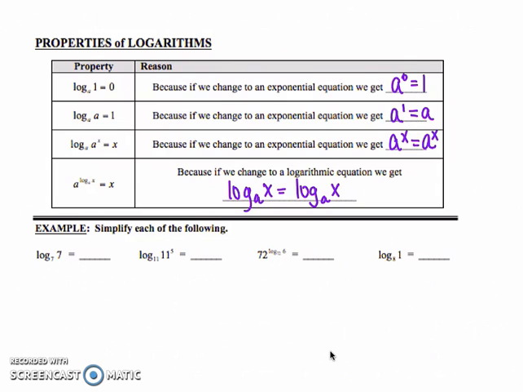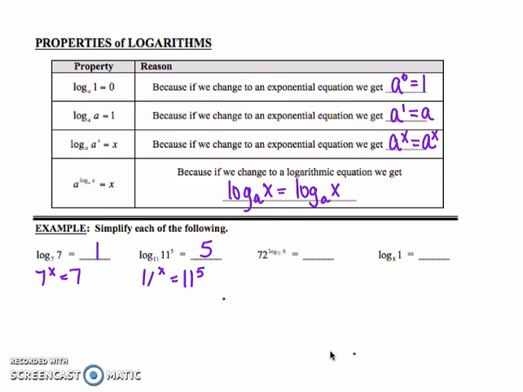So using these properties of logarithms, let's do a little simplifying of the following examples. Log base 7 of 7, okay, that's the second property up there. We know that that's going to equal 1, and if you want to think about it as an exponent, that's because 7 to what power equals 7? To the first power. My second example, log base 11 of 11 to the 5th, as an exponent, that means, 11 to what power is going to equal 11 to the 5th? Well, 5, right? We know it's got to be the 5th power.